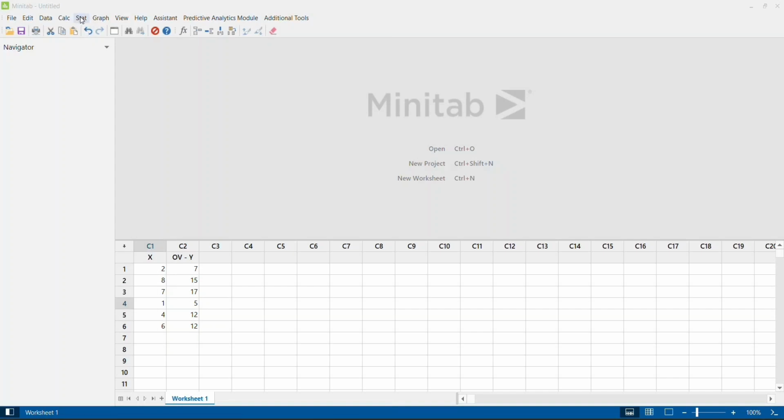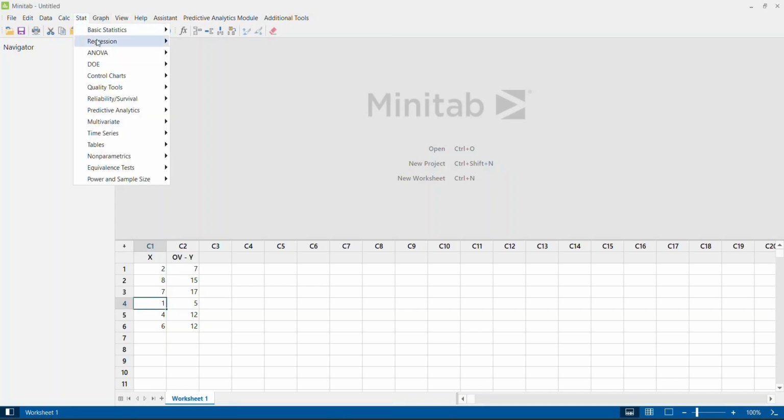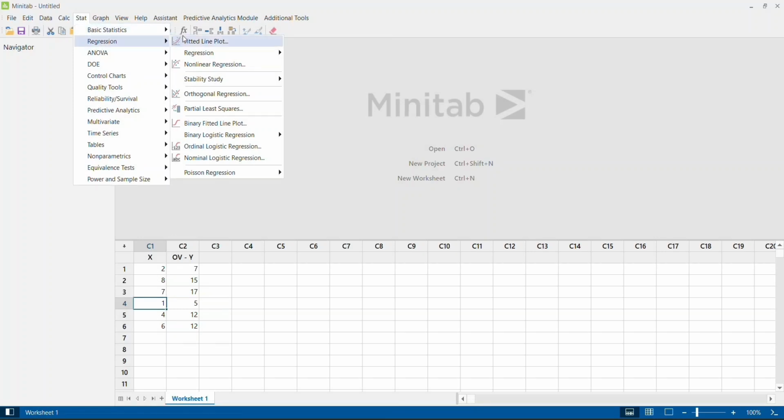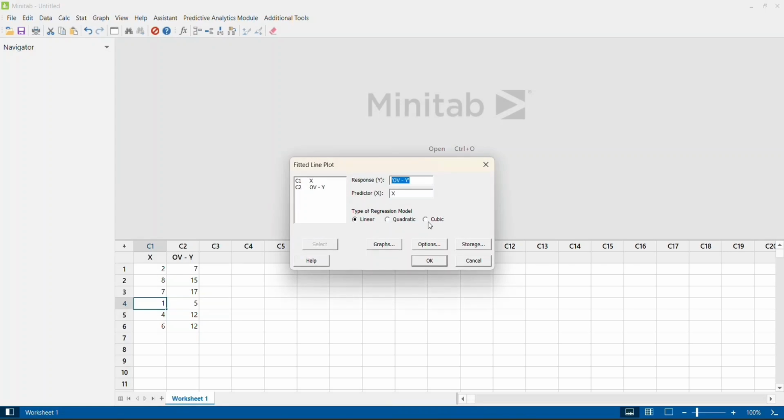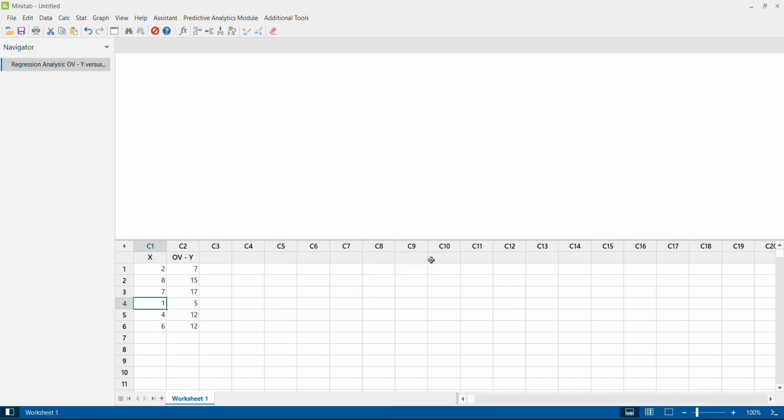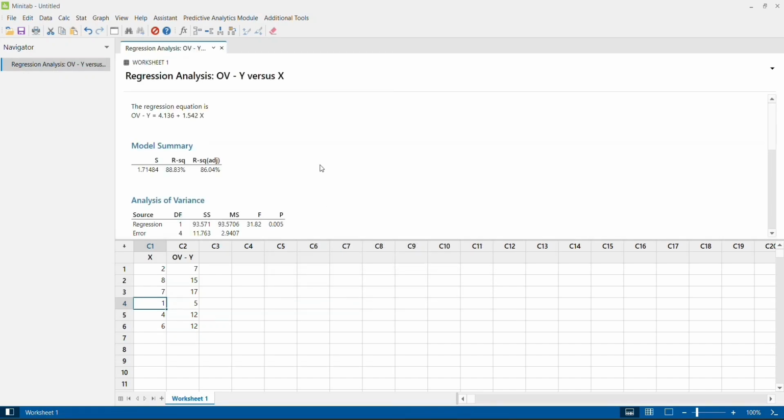Now I click on Stats, I click on Regression, and here I have something called Fitted Line Plot. Here you have 3 types of regression. We are going for simple linear regression, so Linear is selected. My output variable or response is the y parameter, the observed value of y, and my input parameter is the observed value of x. Now I click on OK, and I get this kind of equation. This is my y = mx + c equation.